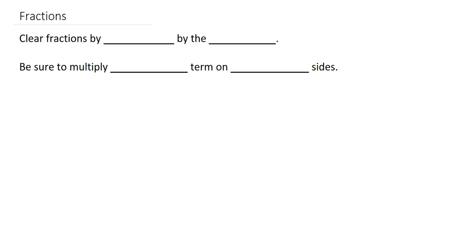Fractions. So we clear fractions by multiplying by the least common denominator. And we're going to make sure we multiply each term on both sides. So let's look at some examples.